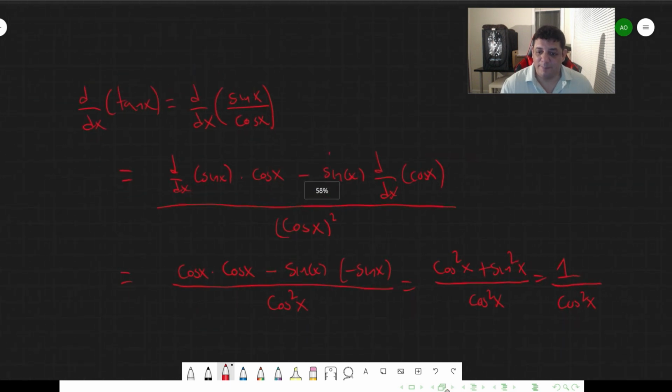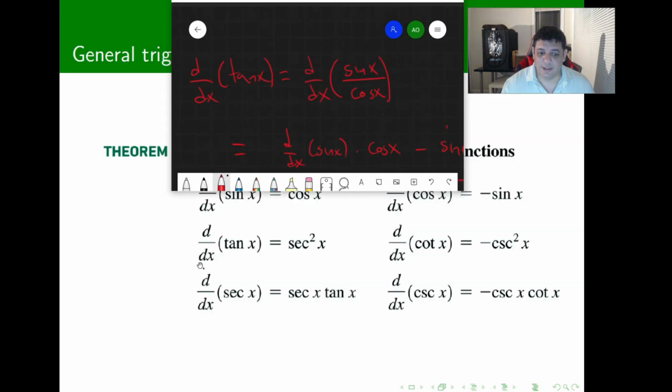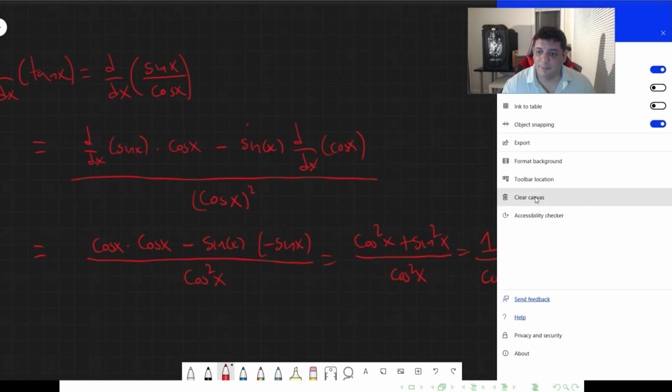And so from there, we can conclude that this is secant squared. So the derivative of tangent is secant squared of x. Okay? And that's the way that we obtain this. So now something similar is going to work out for us to obtain all of these. Now I'm going to do cosecant of x, and I'm going to leave cotangent and secant for you as practice. So let me just clear out the spacing here.